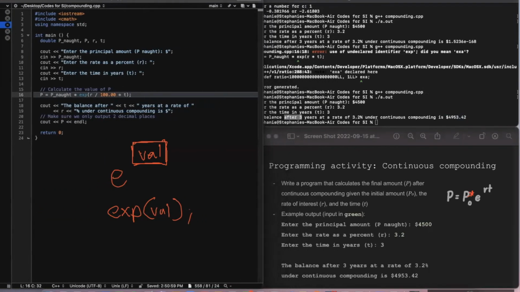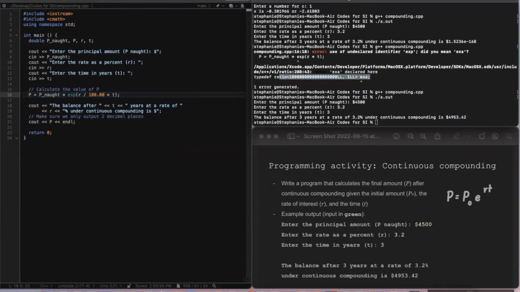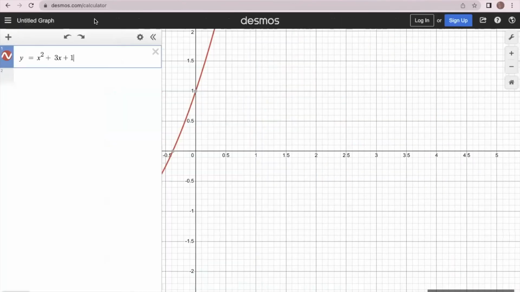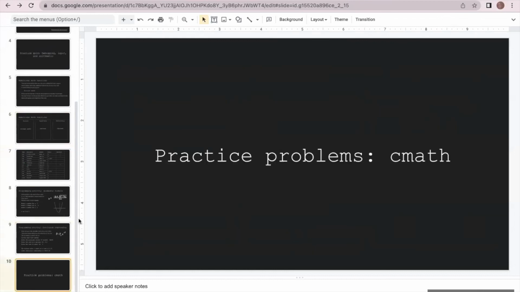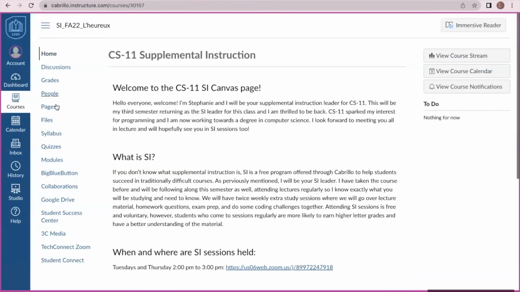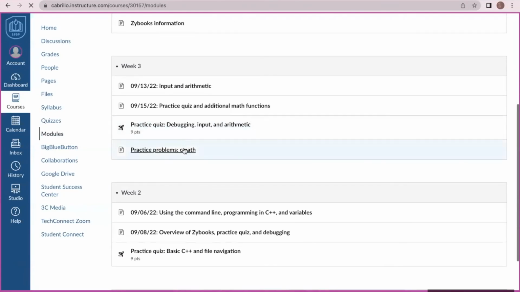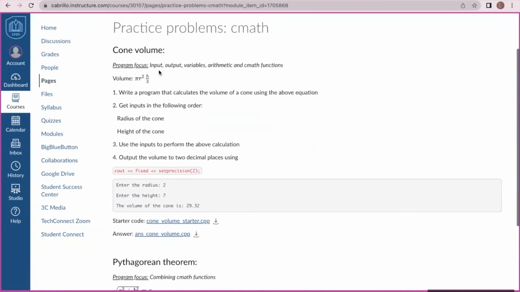Any questions on this one besides my obvious mistake right here? Alrighty. So that is this one, and that is actually all I have for today. But I added to the Canvas page some more practice problems with CMath if you wanted to give some a try on your own.